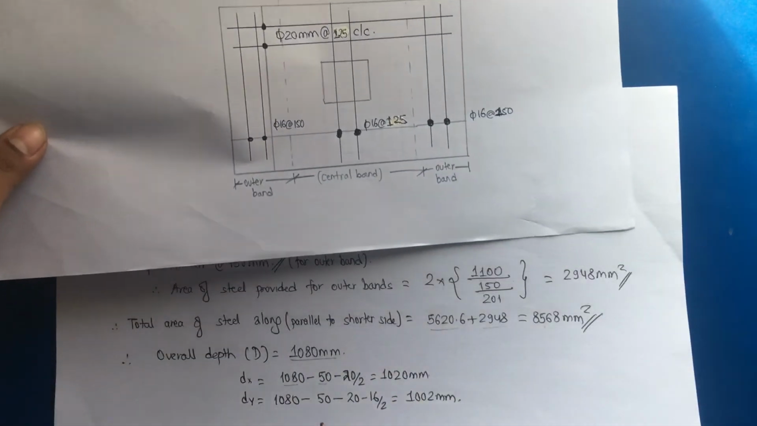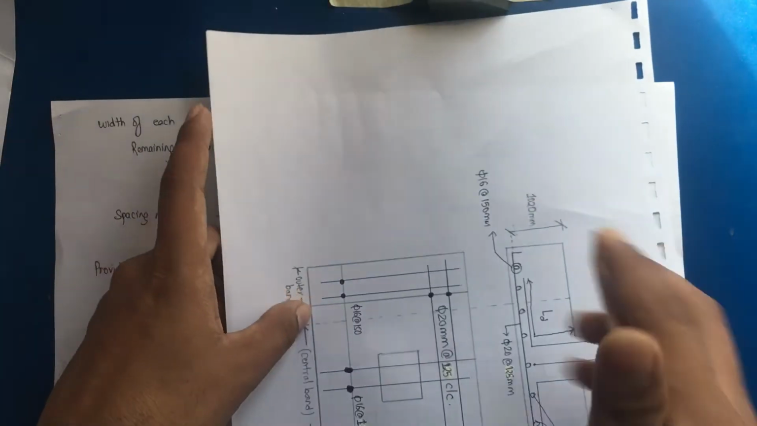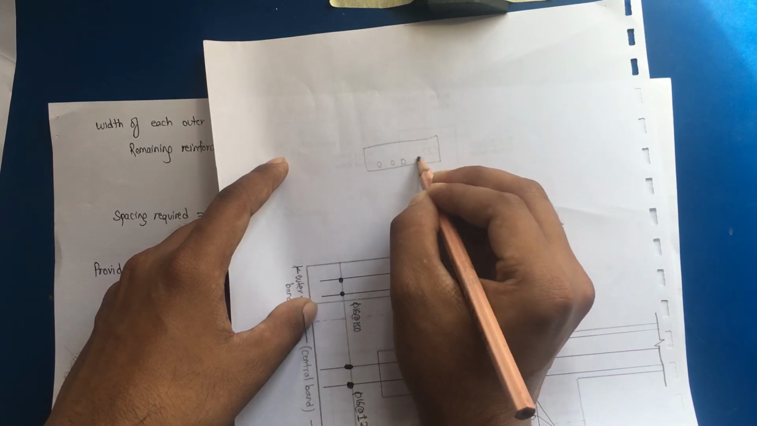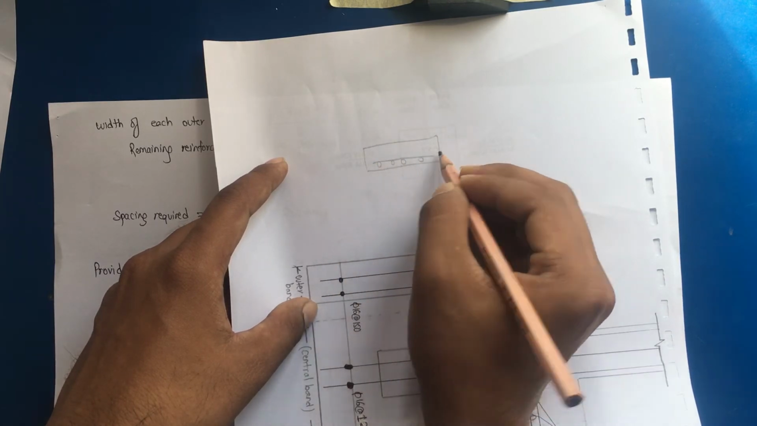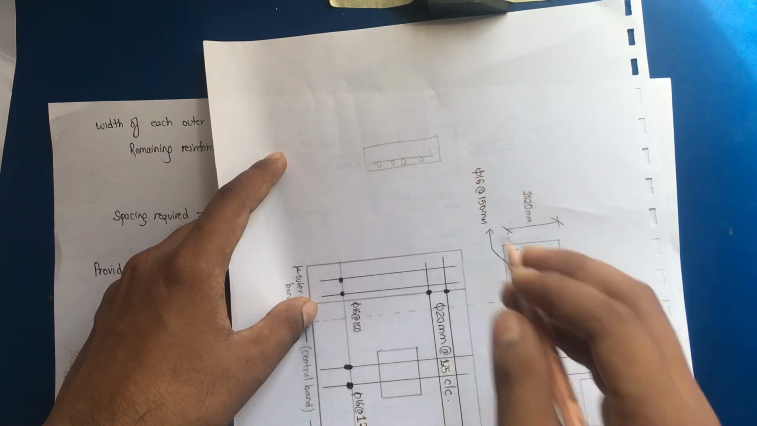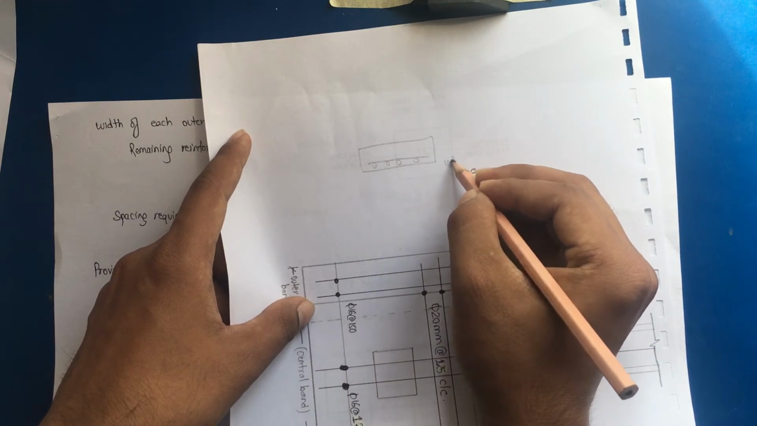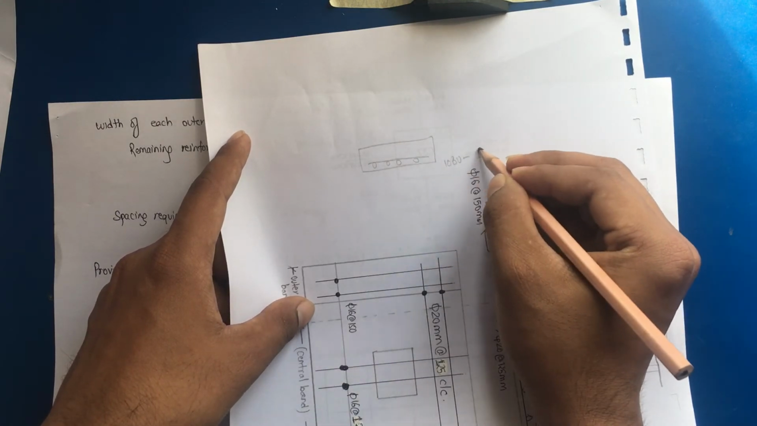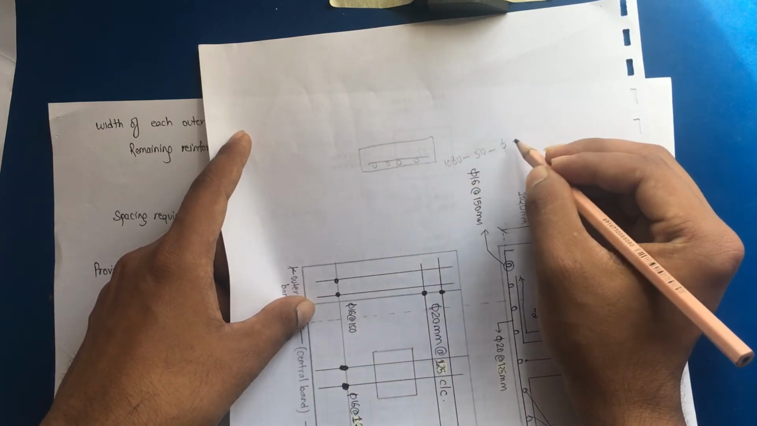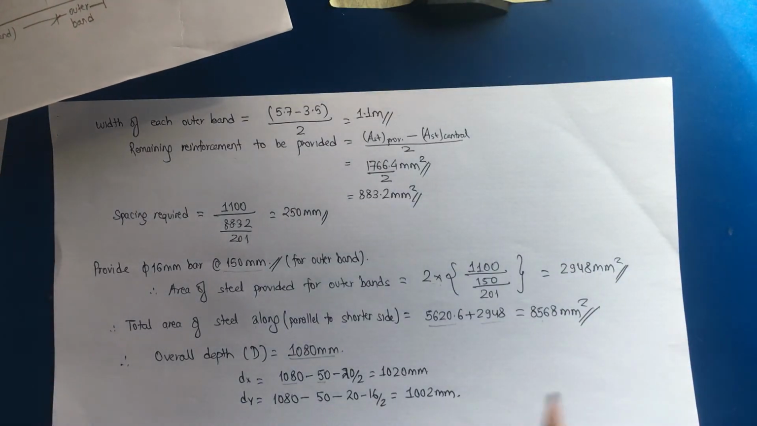Similarly, dy, if we see in this direction, then we will see the circle at the base and the horizontal line, which is the rebar provided parallel to the shorter direction. So 1080 minus clear cover minus 20, minus 16 divided by 2, so we'll get 1002 mm. So this is how I calculated it.